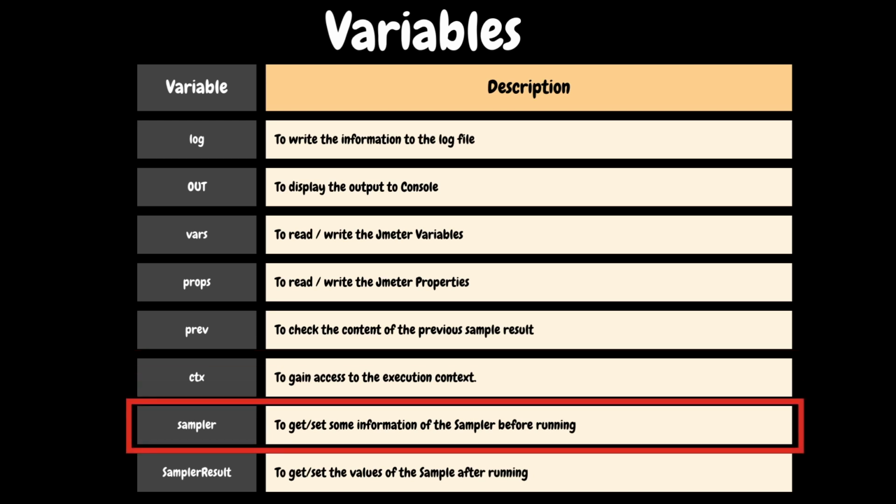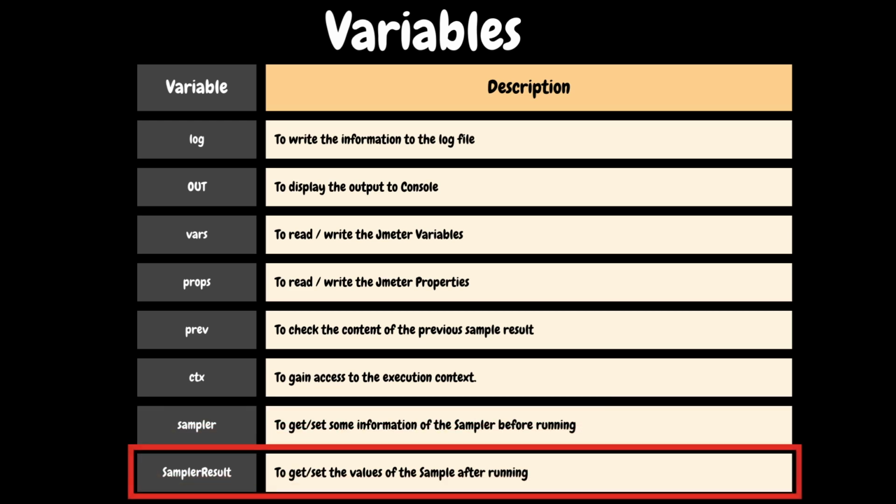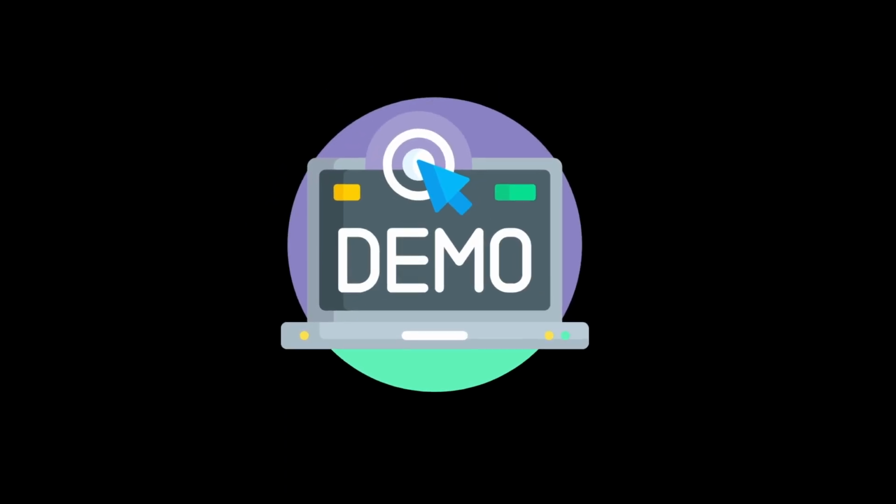Next one, sampler. Using this variable, we can retrieve or modify the required information on the sampler before its execution. So we will use get to retrieve the information about the sampler and set to modify the information. The final one from our list is SampleResult. It is similar to sampler. The only difference is that it will be used to get or set the values of the sampler post execution. Now let's quickly go over some example code snippets that involve various explained variables for better understanding.